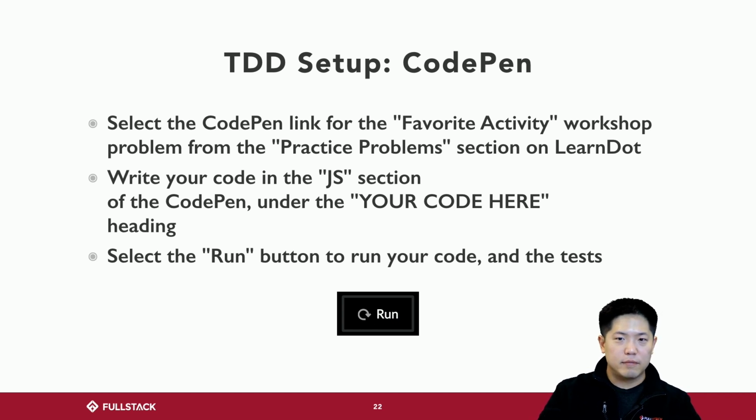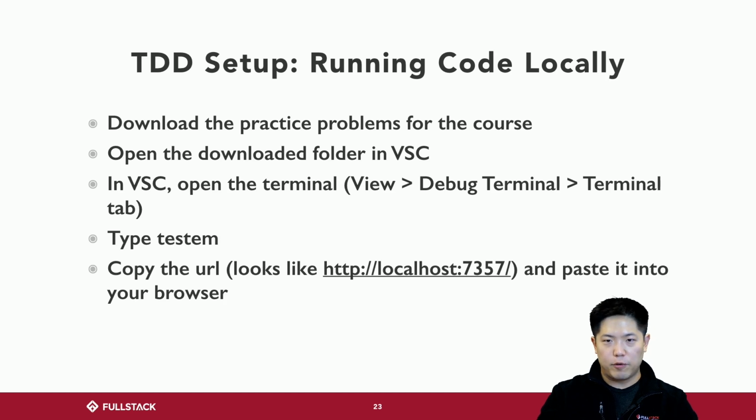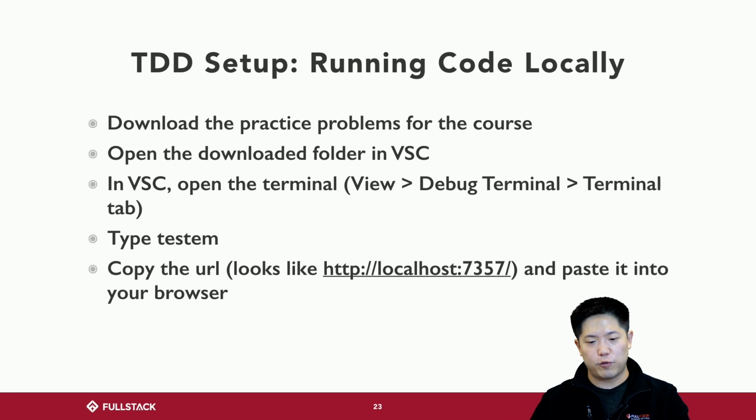Now, if you want to get your tests local, to be able to run locally on your computer, we've also made that as simple as possible for you to set up. First, download all the practice problems for this course. You can see there's a link here to download all the problems inside of each exercise page. Then you'll open that folder in Visual Studio Code. And then inside Visual Studio Code, you can use Testem. And Testem will do the exact same thing. It sets up a browser, it sets up the specs to run, and then you edit the file to write your code that the test will run against.